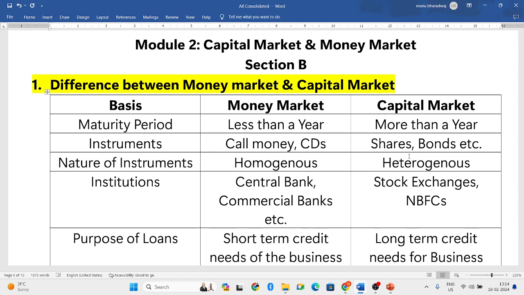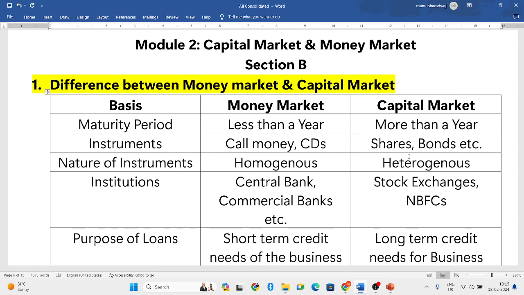So maturity period, we all know that in money market, the maturity period of the securities will be less than a year. Whereas in capital market, the maturity period is more than a year. Instruments. So money market instruments are call money, treasury bills, certificate of deposits, commercial papers, etc. Many are there. In capital market, we have shares, bonds, debentures. These are all the instruments that are used in capital market.